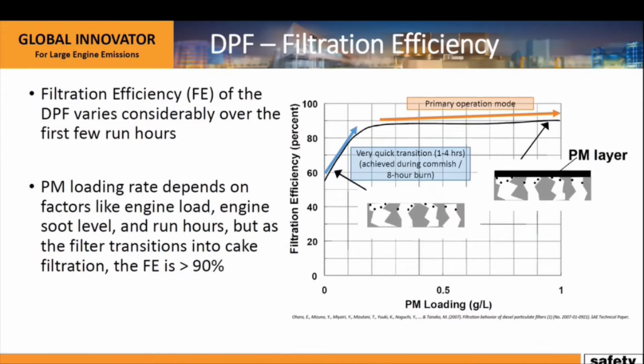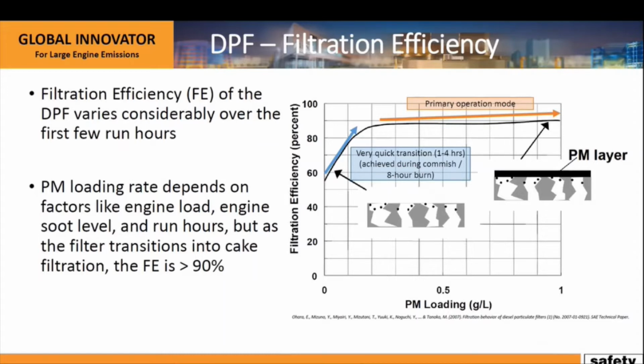And if you look at a green DPF, so one that hasn't seen PM yet, it starts to accumulate this cake layer, and the filtration efficiency goes up very quickly. So typically during a commissioning process, after 8 hours of burning and testing the entire system, this cake layer will have formed, and the filtration efficiency can exceed 90%.